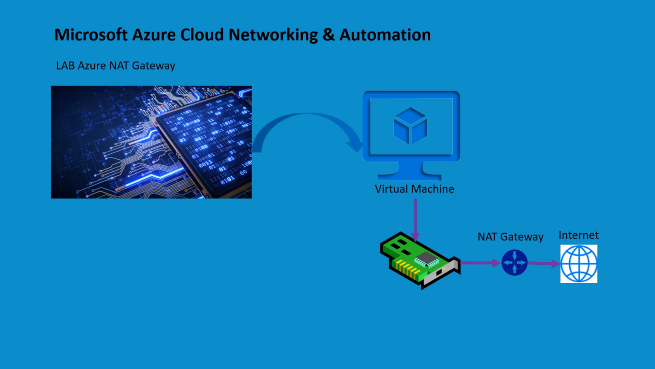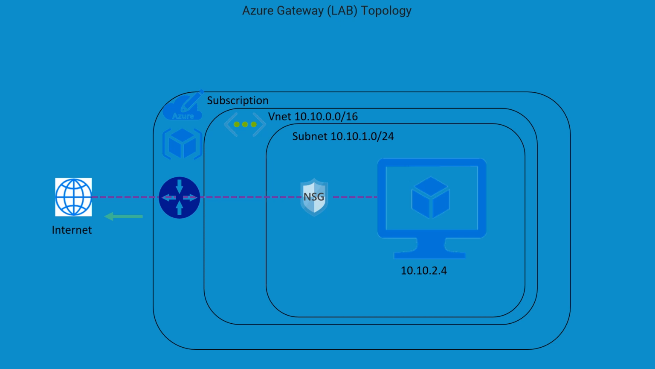Hey everybody, welcome back. In this lab, we are going to create an Azure NAT Gateway. That NAT Gateway will further be associated with a subnet. Then we log into our virtual machine and do an IP detection test while opening a URL, whatismyip.com, from the browser. This is going to be our lab topology.